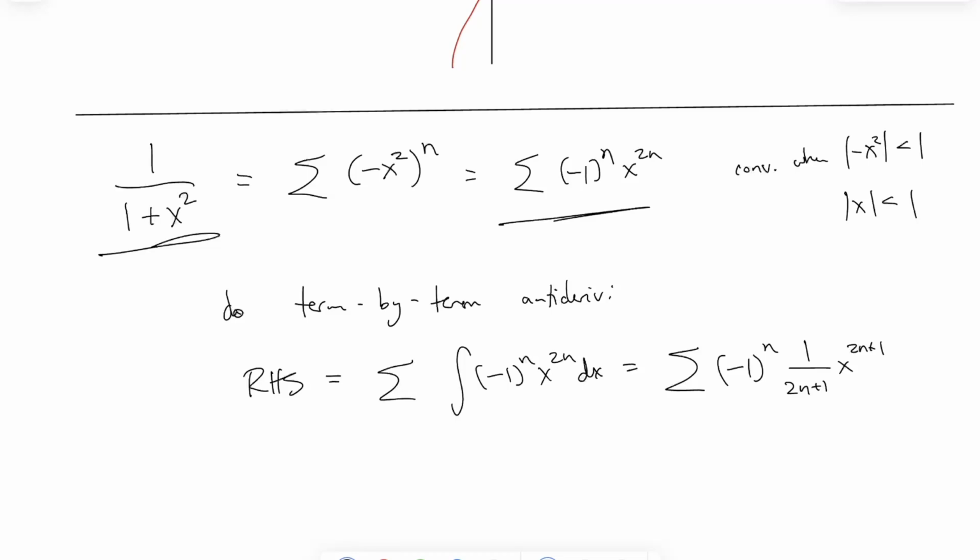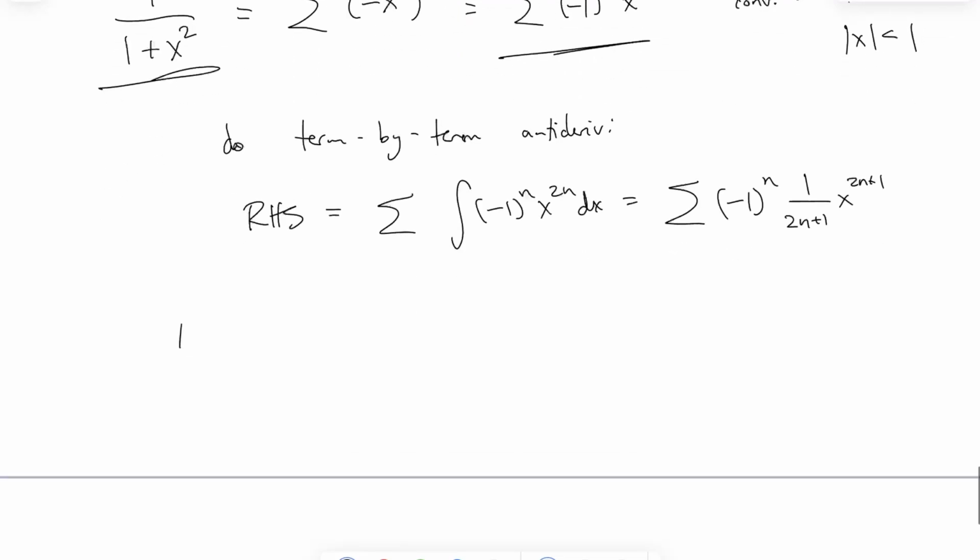Okay, that's the right-hand side. What about the left-hand side? I'm talking about the antiderivative of 1 over 1 plus x squared. Anybody recognize this? This is a bit of an obscure one.